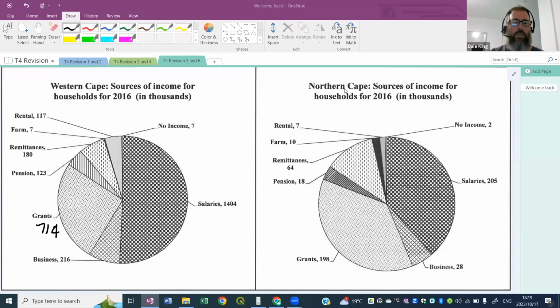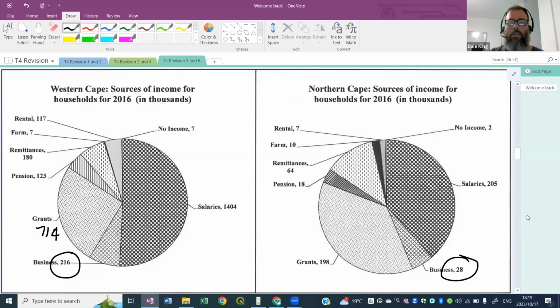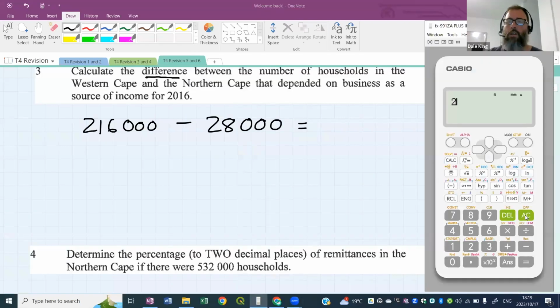Yes, good job. Awesome. Okay, so we look at business for the Western Cape, here on the left, at 216, and business for the Northern Cape on the right is 28. Remember, each one has got to have 3 zeros. So let's put all the zeros in this time. So it's 216,000 for the Western Cape minus 28,000 for the Northern Cape. Let me just check, 216 and 28. Yes, that's right. I'll use all the zeros in my calculation as well, even though it won't make a difference, as long as you add them on at the end. There we go, 188,000. Good job.